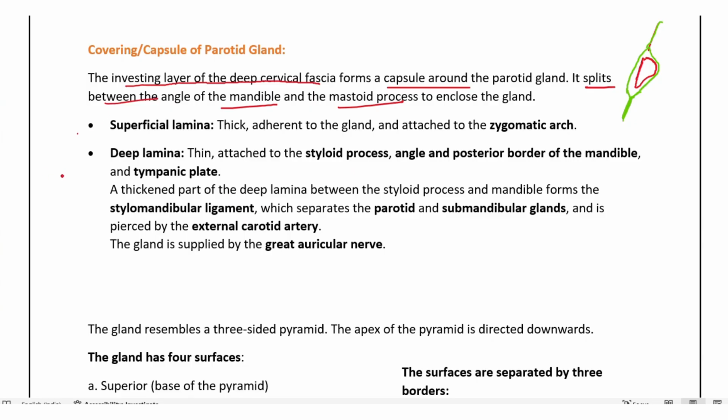Now the capsule is made of a superficial lamina and a deep lamina. The superficial lamina is thick and the deep lamina is thin. Superficial is adherent to the gland and it's attached to the zygomatic arch. The deep lamina is attached to the styloid process and the angle and posterior border of the mandible and also the tympanic plate.